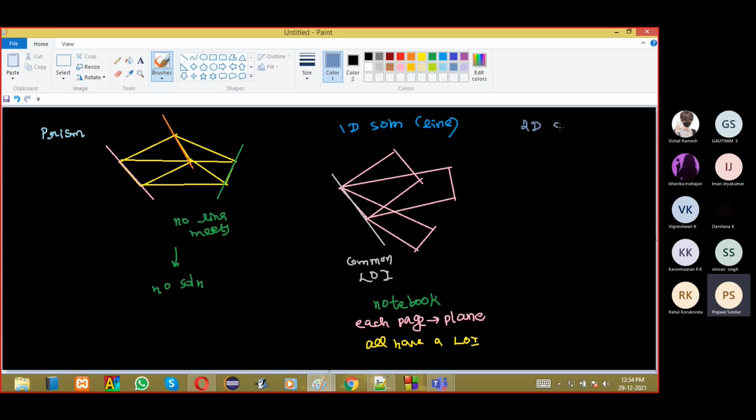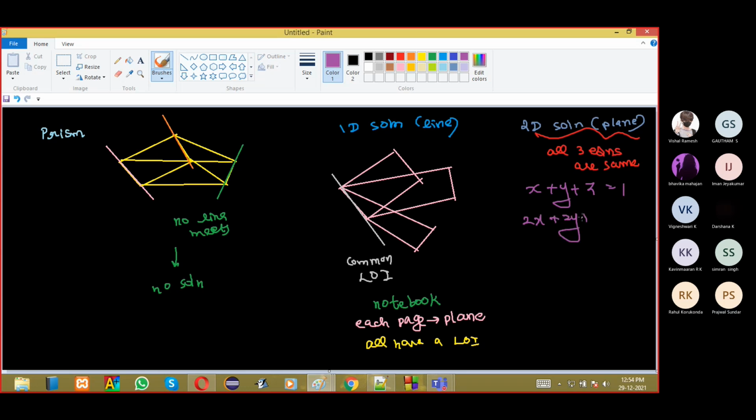If it is a 2D solution plane, what does this mean is, this is the case wherein all three equations are actually the same. The example, suppose I'm giving you x plus y plus z equal to 1, 2x plus 2y plus 2z equal to 2, minus x minus y minus z equal to minus 1. Actually, all these three are redundant. That's what ma'am said, redundant. Which means they all are actually the same. There's only one plane. That's it.